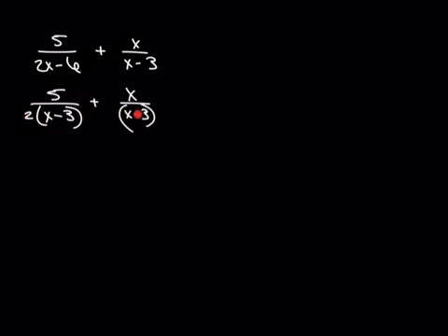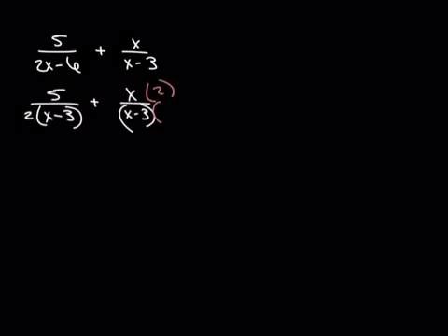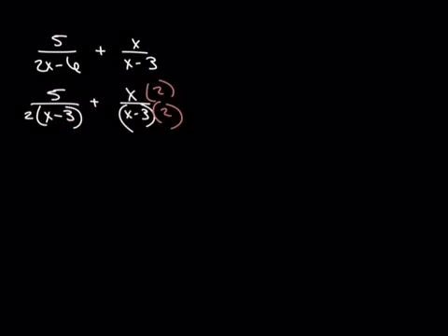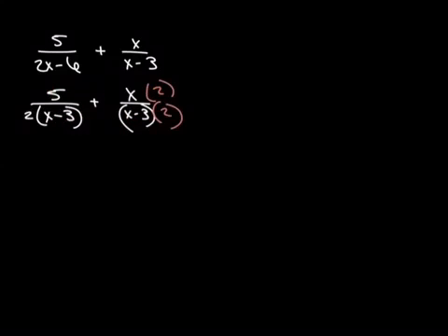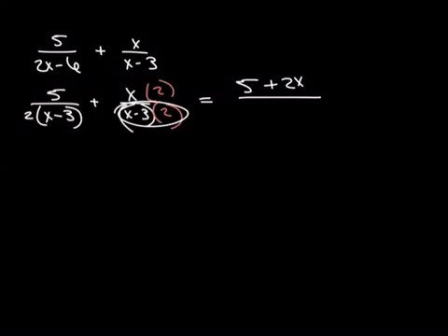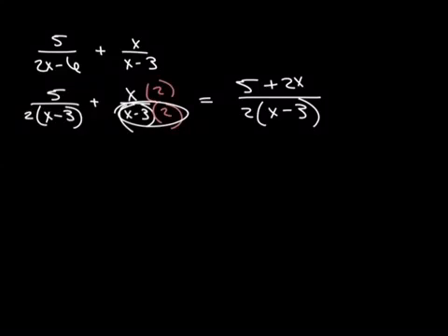Alright, so let's see what we've got. I've got a 2 here. Nope, don't have a 2 there. So I'm going to put a 2 up here and a 2 down there. x minus 3, x minus 3. So we have common denominators. So 5 plus 2 times x over 2 times x minus 3.